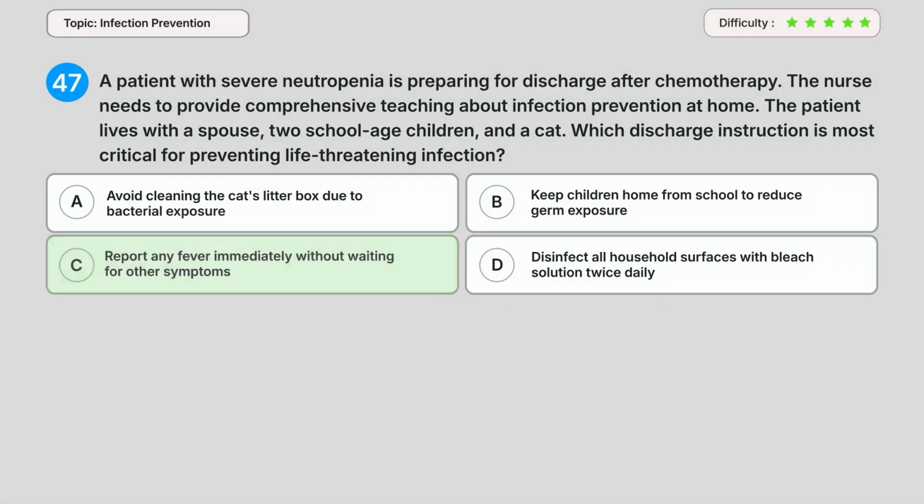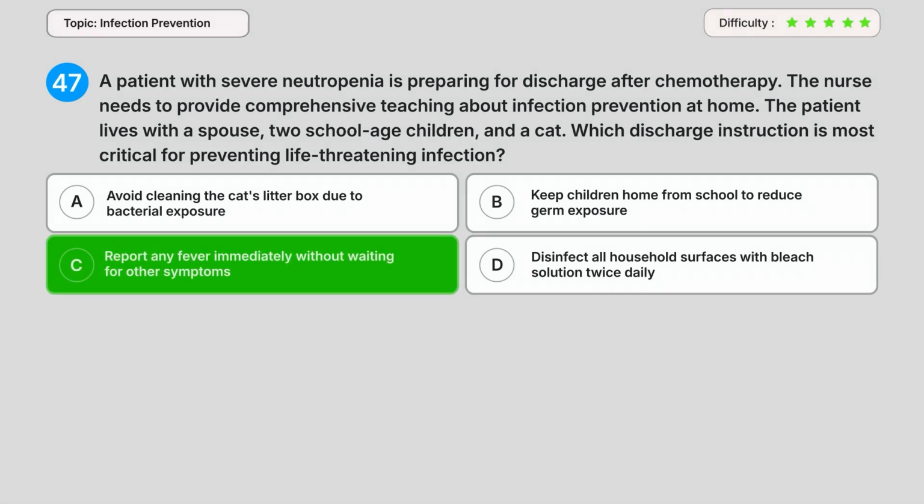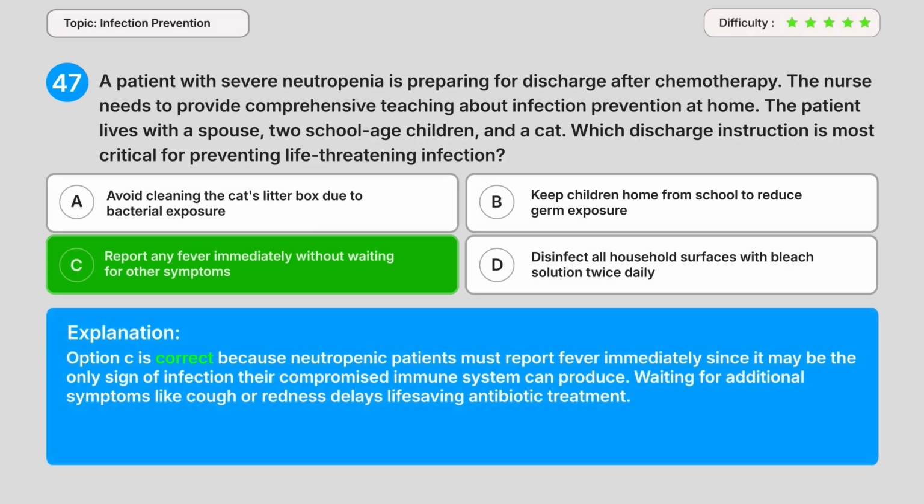Correct answer, C. Report any fever immediately without waiting for other symptoms. Explanation. Option C is correct because neutropenic patients must report fever immediately, since it may be the only sign of infection their compromised immune system can produce. Waiting for additional symptoms like cough or redness delays life-saving antibiotic treatment.